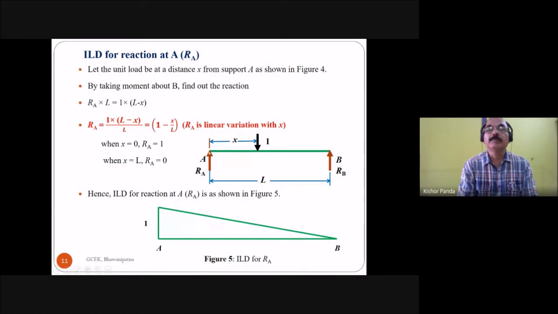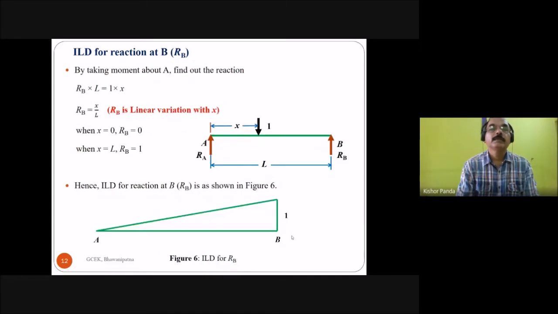So here you will get the maximum value of the reaction, and here you will get the minimum value of the reaction, when the load is moving across the beam from left hand to right hand. This is the influence line diagram for reaction at A. Then coming to the influence line diagram for reaction at B, that is RB, you have to draw it.